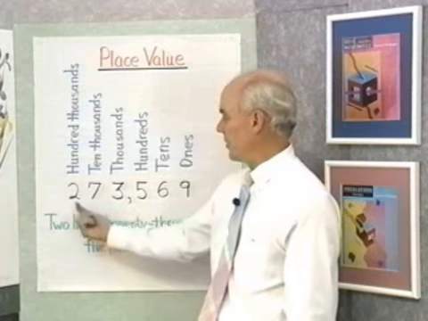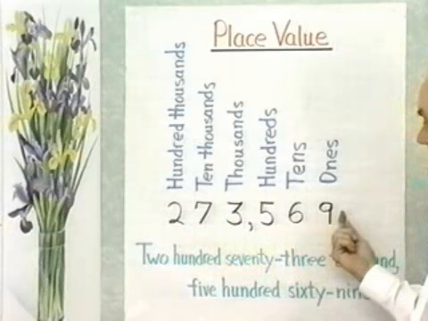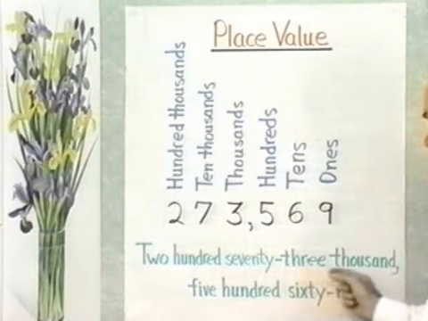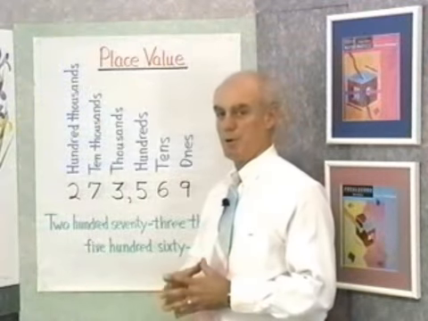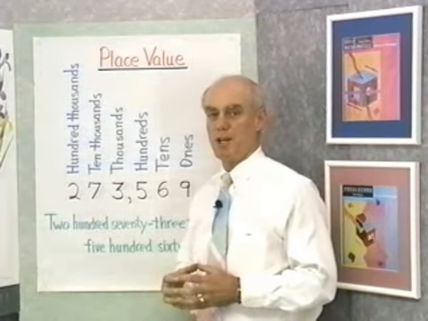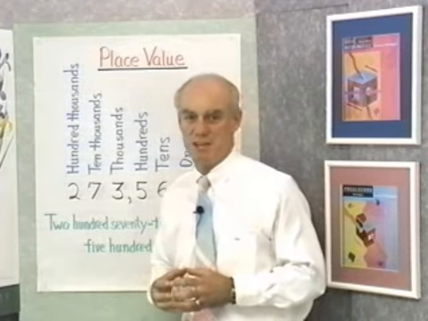So we read this number 273,569. So 273,000, 569. That's the way we read that number. Now what we want to do is go to the board next and look at some other numbers, a little bit larger number, and see what place values they have.